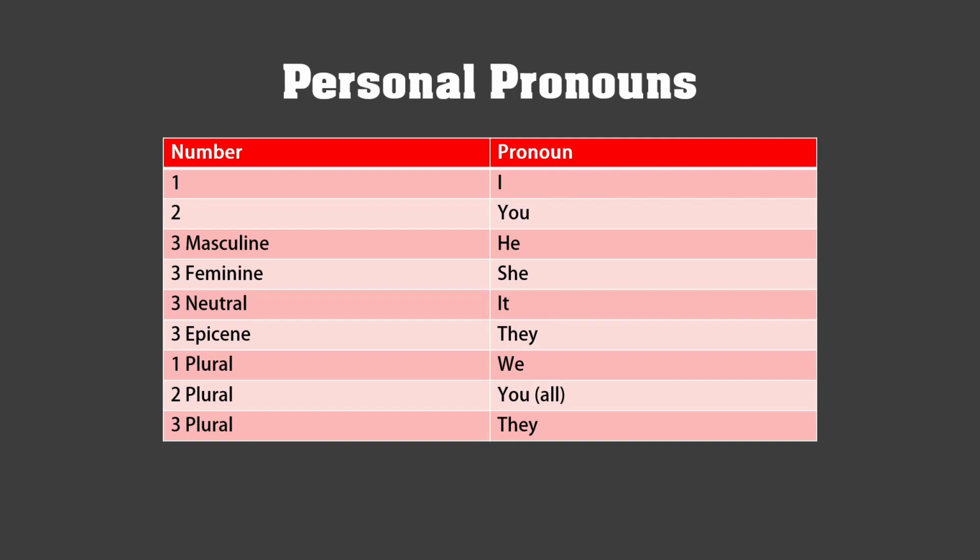But here we go to some more interesting things. So in English, we have 4 third-person singulars. We have third-person masculine, which is, I mean, it is what it is. It's masculine, he. Third-person feminine, she.